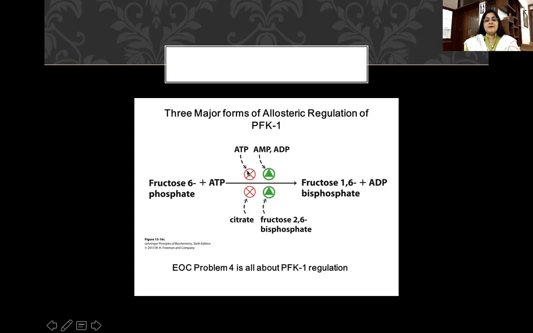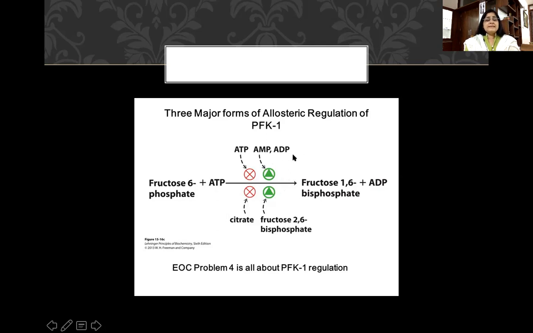ATP will come and stop the reaction. So ATP is acting as a negative modulator. While if you don't have enough ATP, you will be having AMP and ADP. So AMP and ADP will promote the formation of ATP. So that can act as a positive modulator for this phosphofructokinase.